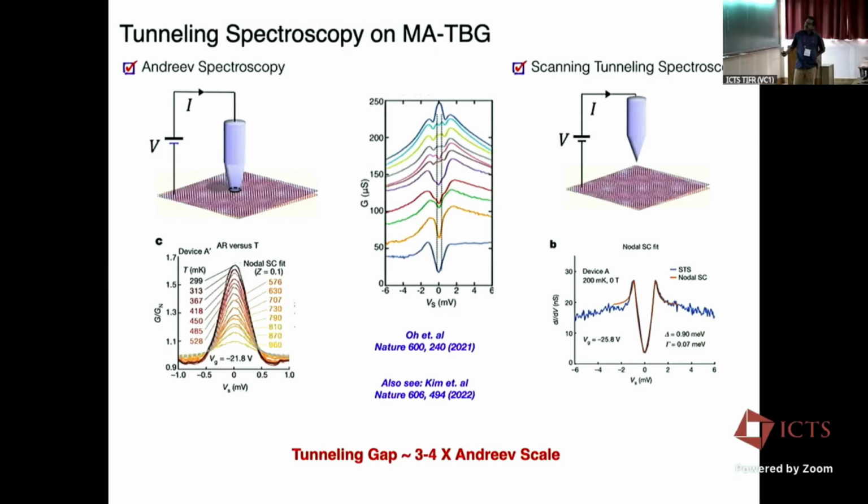And then what you can do is you can crash the tip into the sample. So the tip is now touching the sample. This is normally what people would call point contact Andreev reflection, but essentially Andreev spectroscopy. And then you see this sort of a figure. You see an excess conductance at low bias voltages.